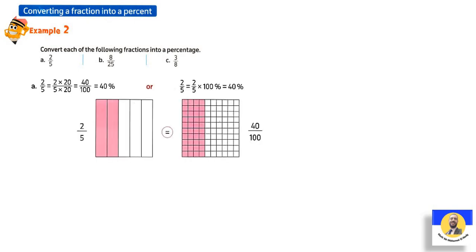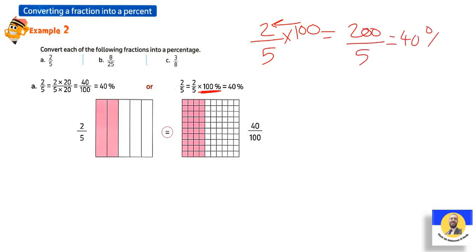Let's see. If I have 2 over 5, we can change 5 into 100 by multiplying by 20. So we will do times by 20 up and down. So it will be 40 over 100, which is 40%. Or we can take this 2 over 5 and multiply by 100. When I do times by 100, I multiply only the numerator, so it will be 200 divided by 5. 200 divided by 5 is 40. So it will be 40%.